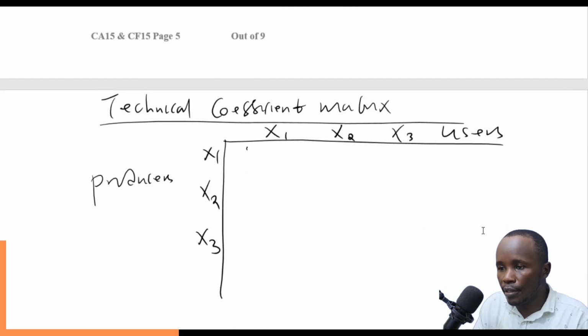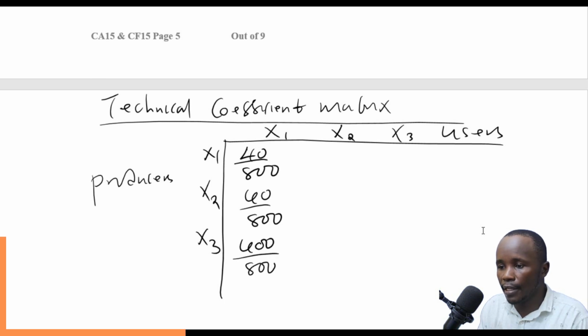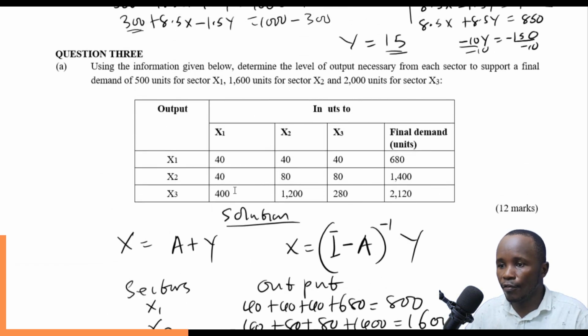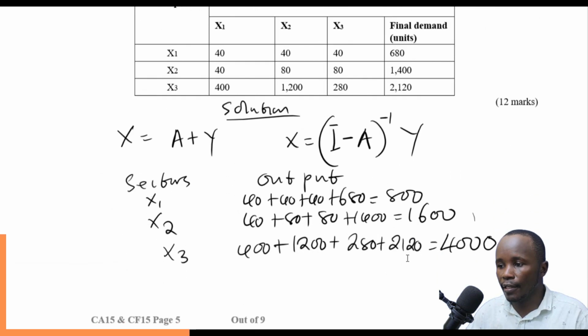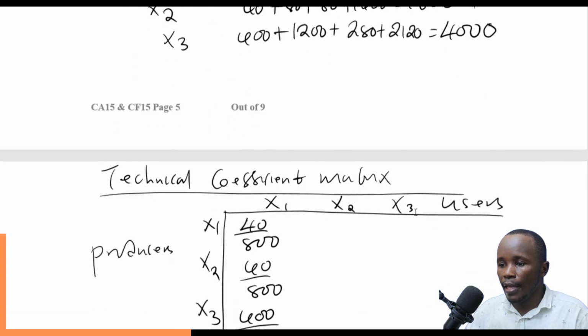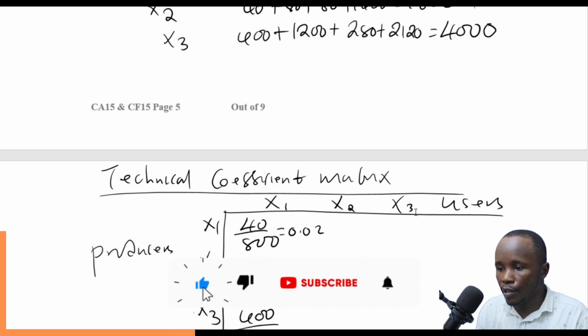So, what do you get here? This is 40 divided by 800. Here you have 40 divided by 800. And here you have 400 divided by 800. Where am I getting them? They are here: 40, 40, 400. The first column. What is this? 40 divided by 800, 0.02. This is 0.02, and this is 0.5.